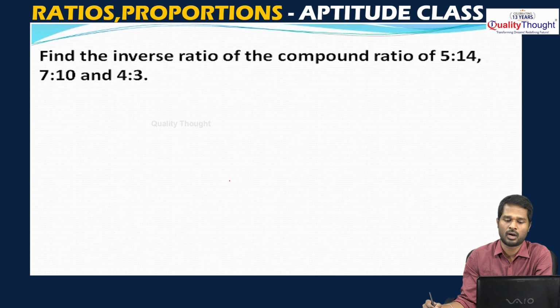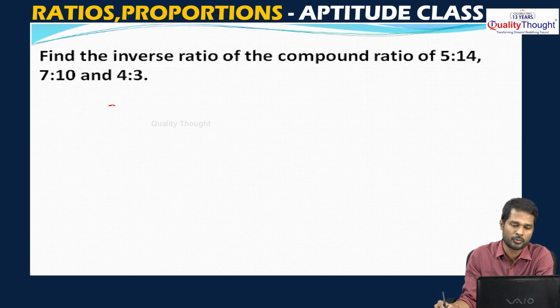Find the inverse ratio of the compound ratio of 5 is to 14, 7 is to 10 and 4 is to 3. See, he is asking us to find the inverse ratio of the compound ratio. First to find out what is the compound ratio of this. So let's find out first the compound ratio.